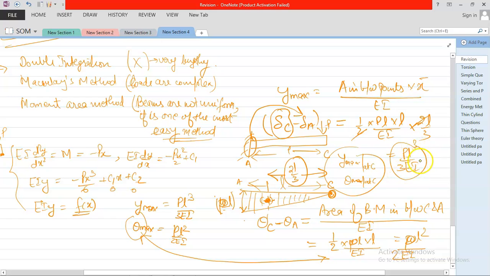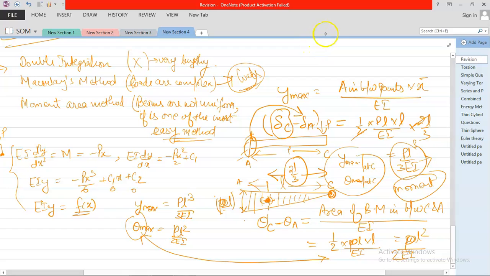So I hope you got how the moment area method is very easy when compared with the double integration method. And these Macaulay's methods are used when loads are given very complex. So generally don't use it, we avoid using it. And if something is given, you can take the example from the previous lecture. So these things I discussed yesterday.